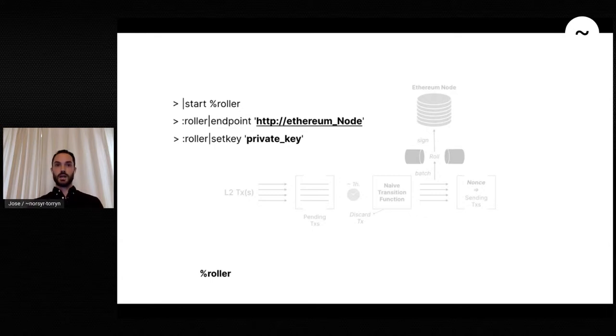And then, because you are sending transactions that you need to sign, you need to load a private key into the roller. And of course, the address that's associated with this private key needs to have enough Ether to pay for the transactions that you're going to send. But that's pretty much it. Once you have that ready, you can advertise the URL that the roller RPC agent exposes, and then anybody can submit transactions to you.